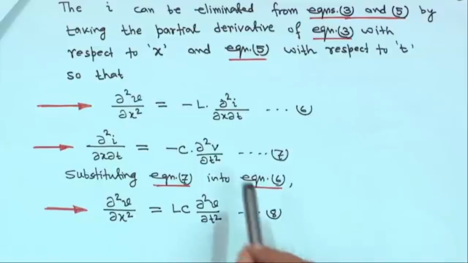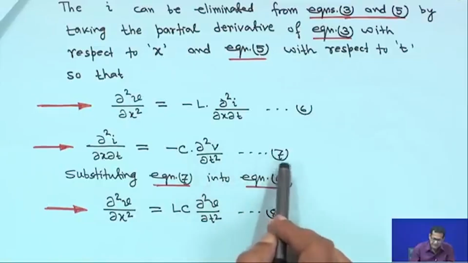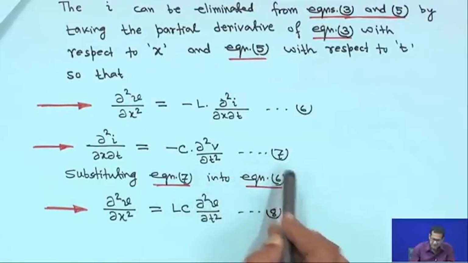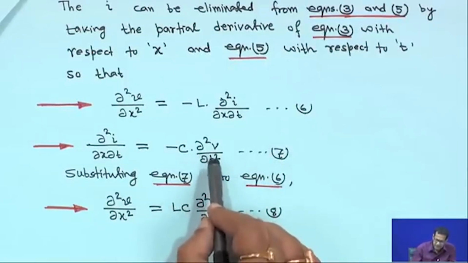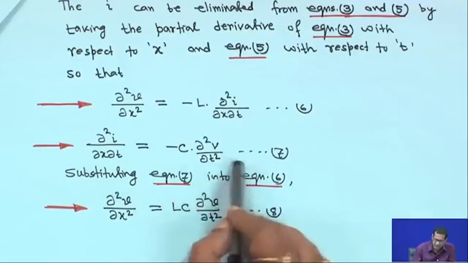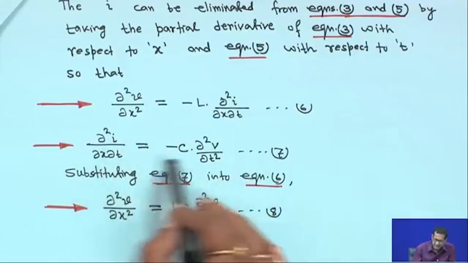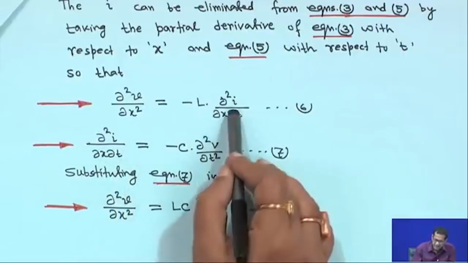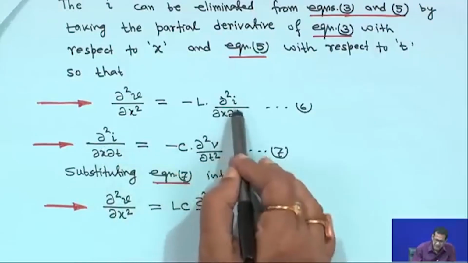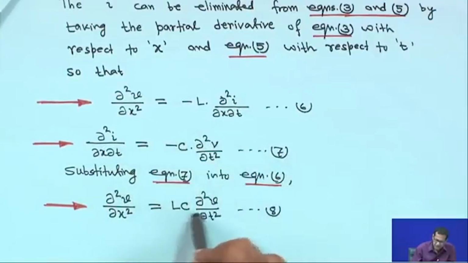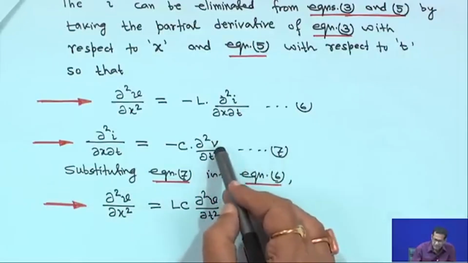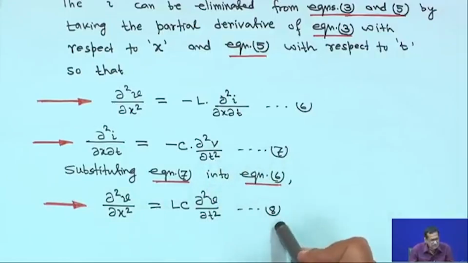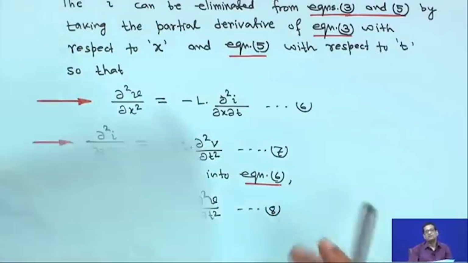Therefore, after getting these two equations, you substitute equation 7 into equation 6. That is, del square I del x del t is equal to minus c del square v del t square, substitute this here. So, minus minus plus, and it will be del square v del x square is equal to L c del square v del t square. This is equation 8. Okay, we will come back again.